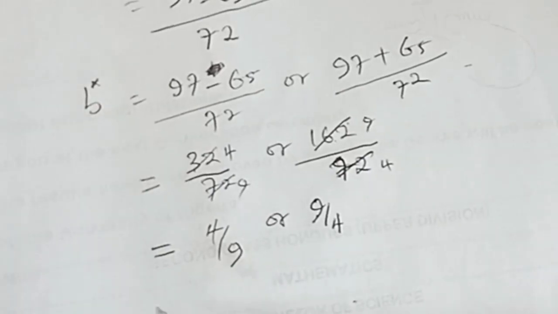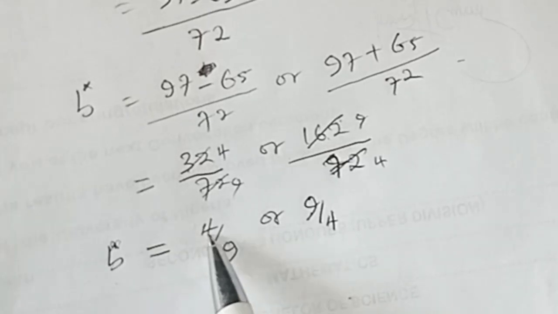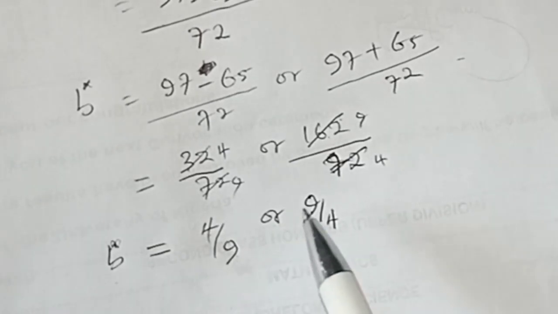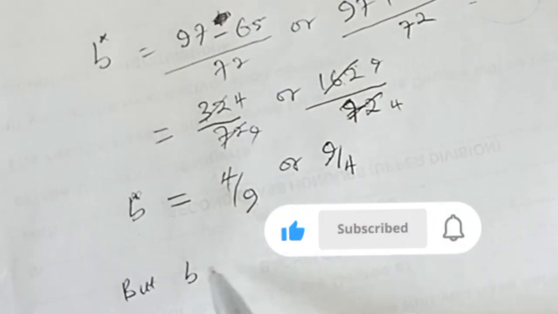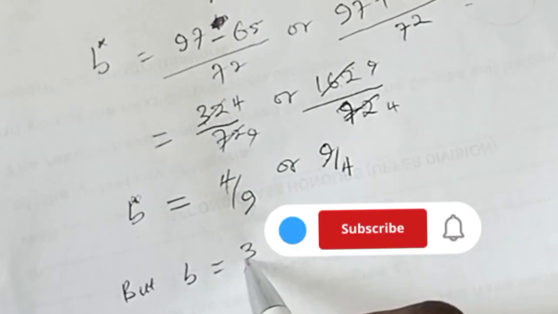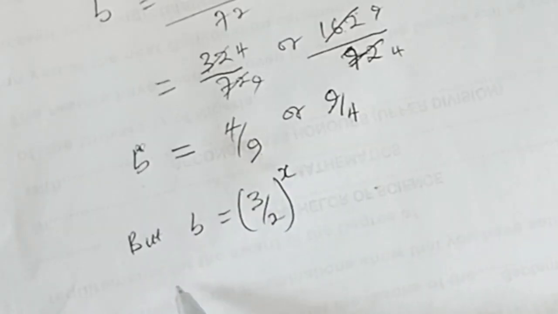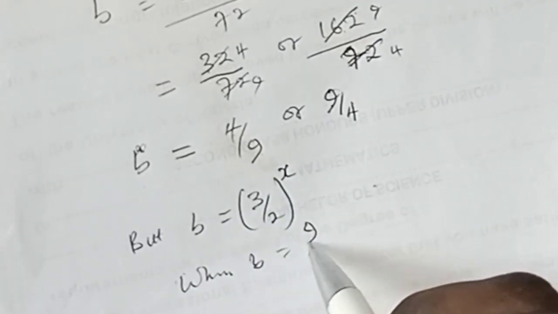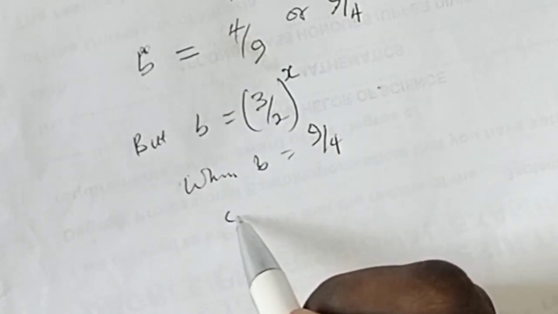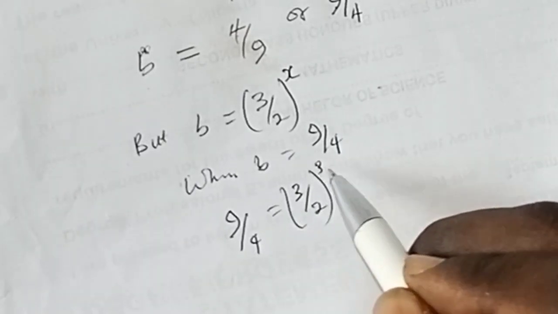So we've gotten that our B star, which is actually B in the question, will either be 4 over 9 or 9 over 4. But remember, this B we set to be equal to 3 over 2 all raised to power x. So we are going to solve when our B is equal to, let's take this one for instance, 9 over 4. So we have 9 over 4 is equal to 3 over 2 raised to power x.